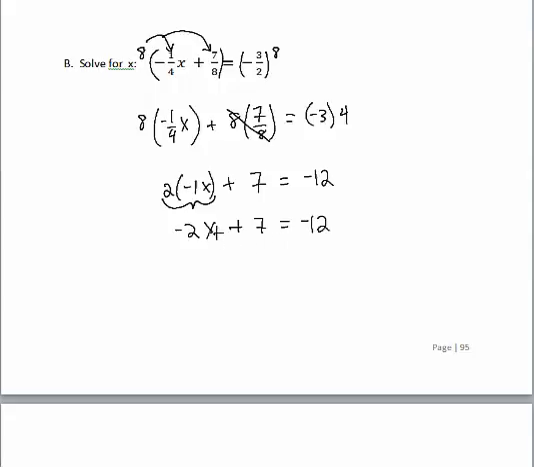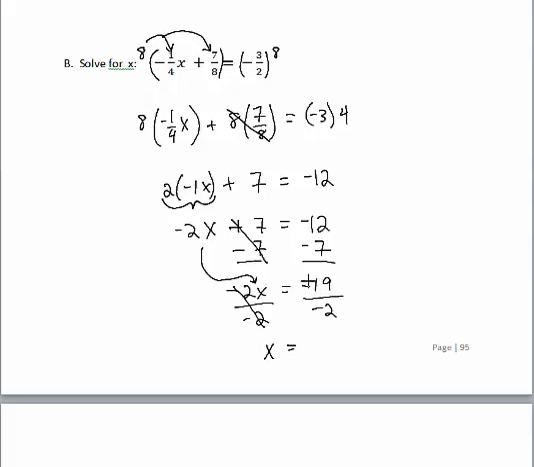So now I can focus on getting the x by itself. The first thing I need to do is subtract 7. Bring down my 2x. The 7's cancel, plus a negative. On the right, negative 12 minus 7 is negative 19. My x is now being multiplied by negative 2, so I divide by negative 2 on each side to finally get the x by itself.